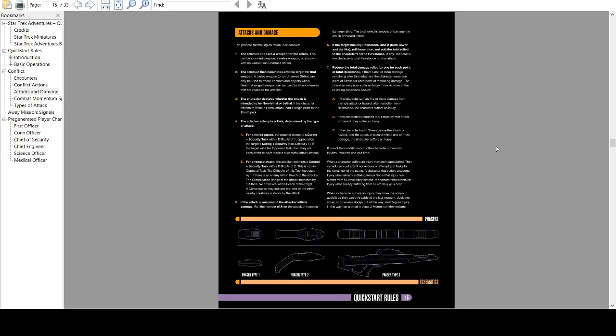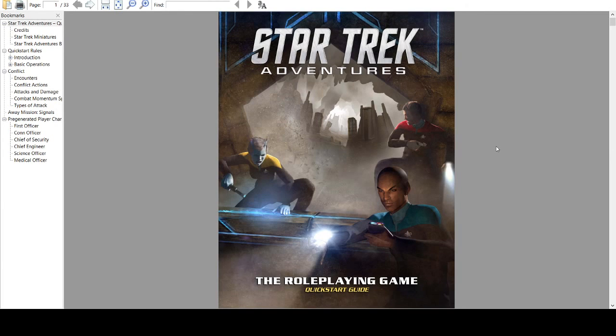But quick starts are gateways for you to learn the rules, so it would be prudent to have an example where all the rules that have been learned so far, or that are provided in the rules, can be tested at some point. So I guess that's it for the Star Trek Adventures Quick Start Guide.